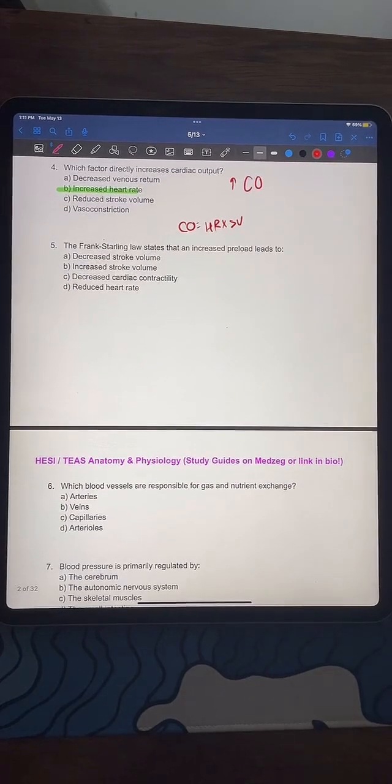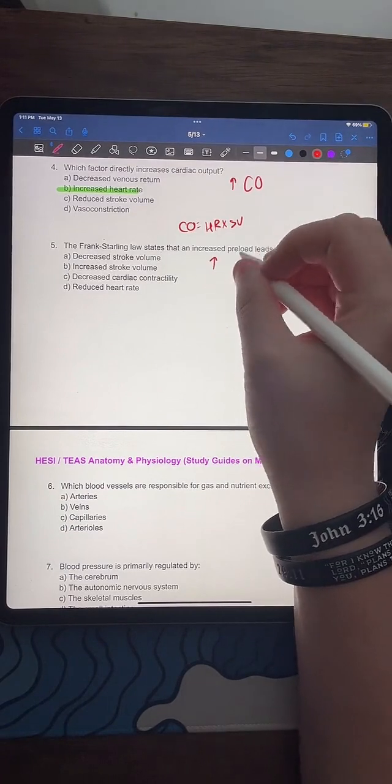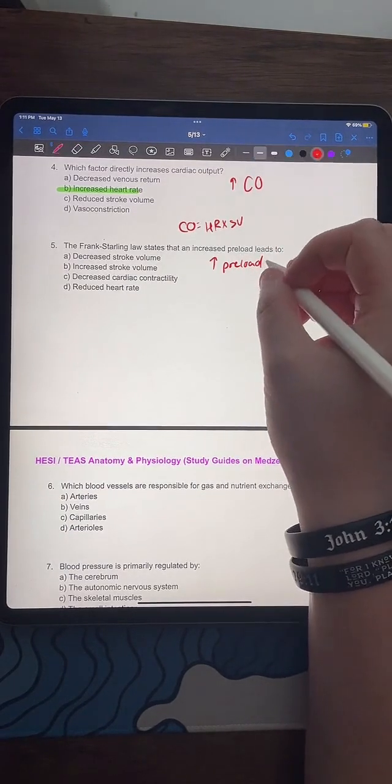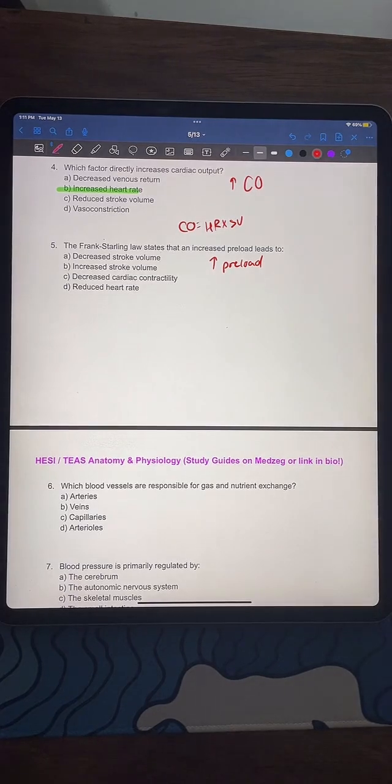Number 5, the Frank-Starling law states that an increased preload leads to what?